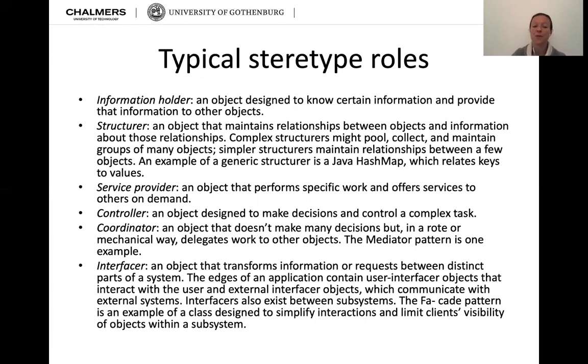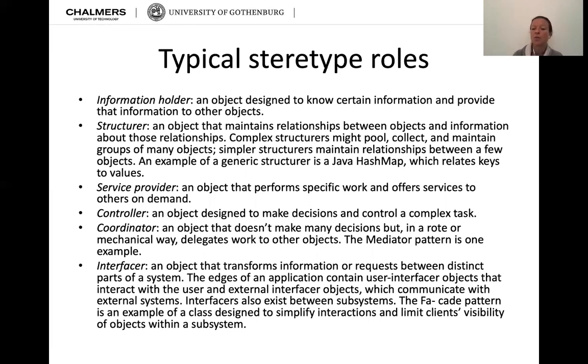And then there's an interfacer, an object that transforms information or requests between distinct parts of a system. The edges of an application contain user interfacer objects that interact with the user and external interfacer objects, which communicate with external systems. Interfaces also exist between subsystems. So the facade pattern is an example of a class designed to simplify interactions and to limit clients' visibility of objects within a system, within a subsystem, to be specific.